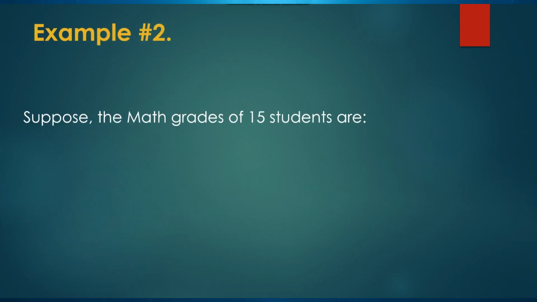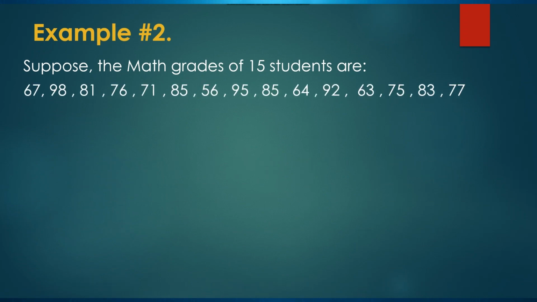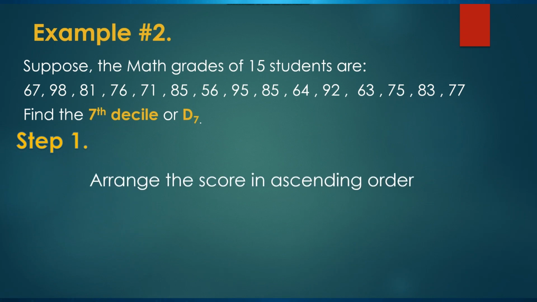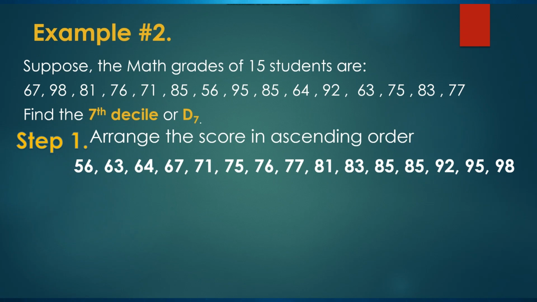Let's have another example. Suppose the math grades of 15 students are 67, 98, 81, 76, 71, 85, 56, 95, 85, 64, 92, 63, 75, 83, and 77. Find the 7th decile or D7. Step 1, arrange the scores in ascending order. So we have 56, 63, 64, 67, 71, 75, 76, 77, 81, 83, 85, 85, 92, 95, and 98.